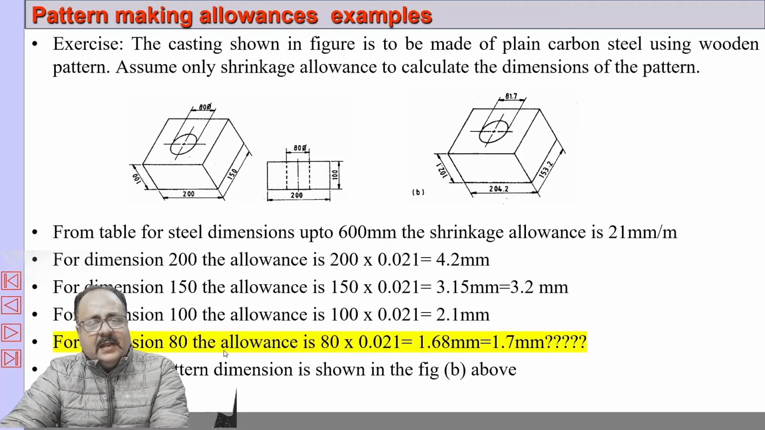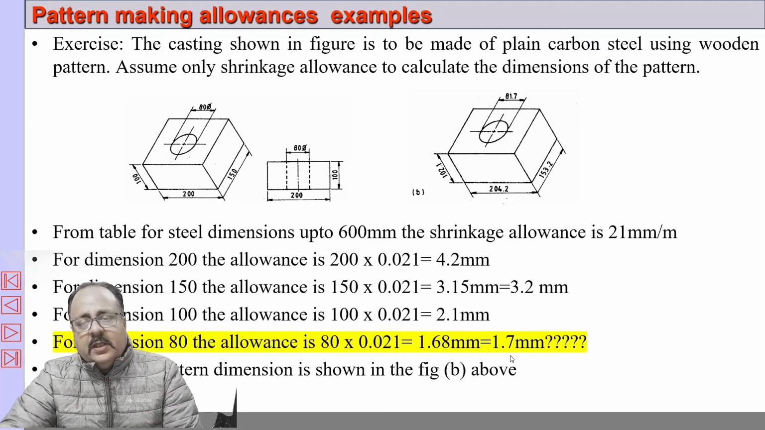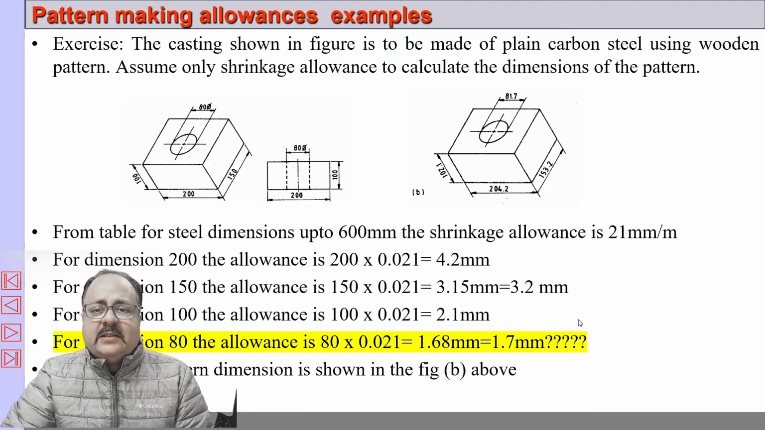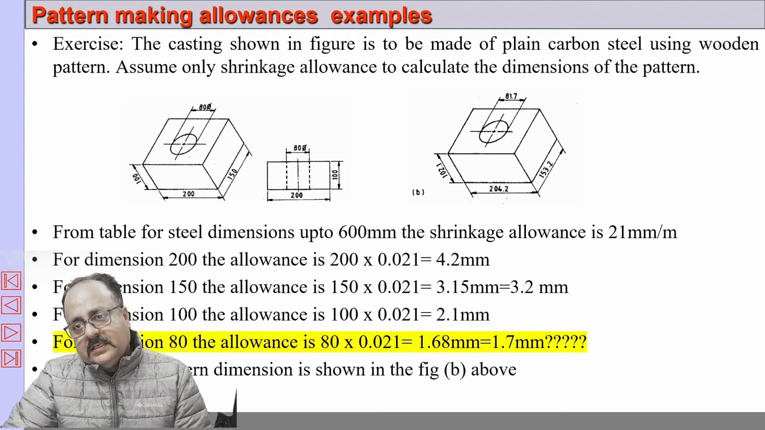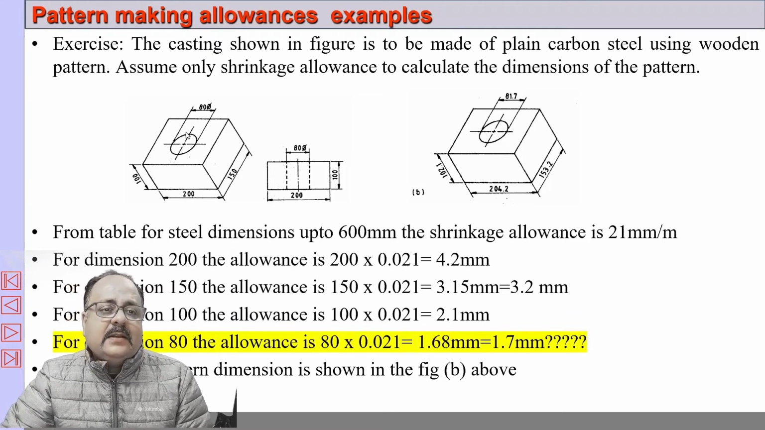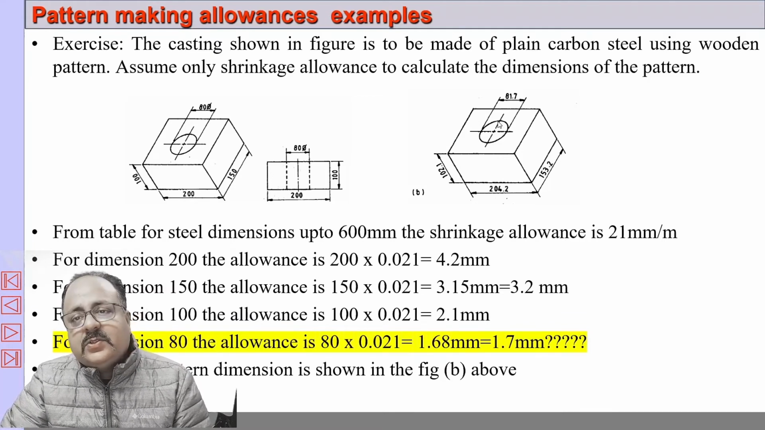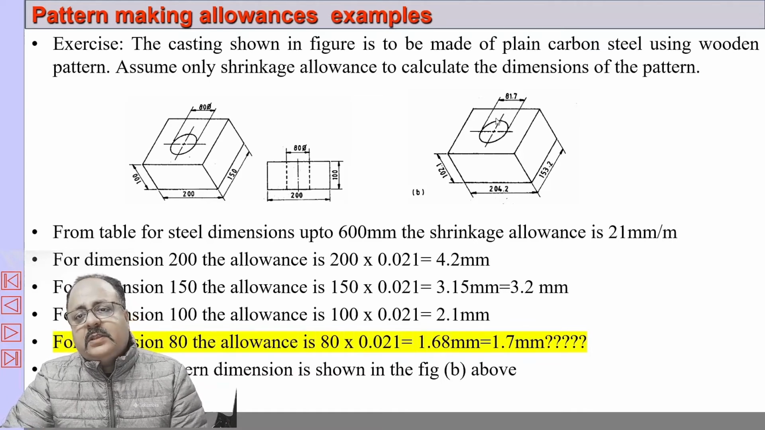Now why I have highlighted it, because there is some confusion. Many authors have said that a negative allowance should be given here because of shrinkage. But I agree that it should have a positive allowance, so that when it shrinks, it should come to the original dimension of around 80.